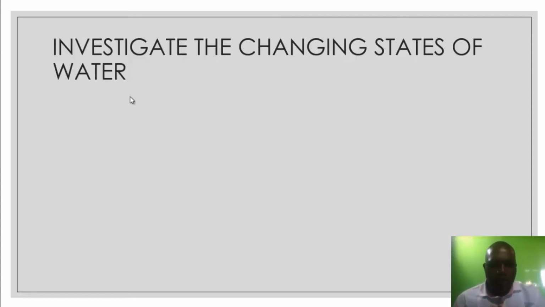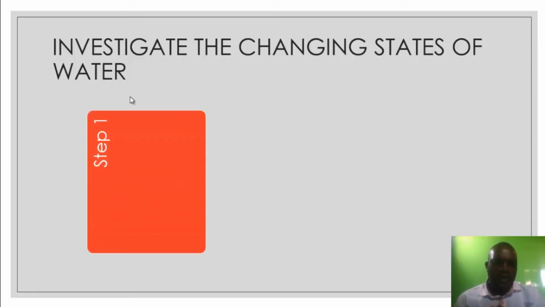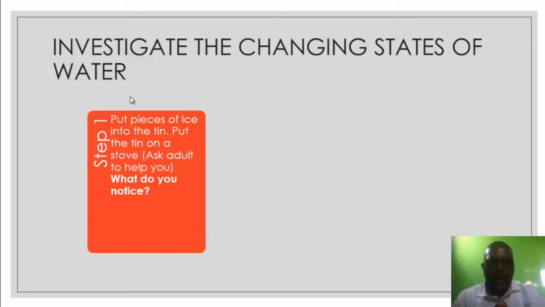But so long, what you will need is, step number 1, you will need to put pieces of ice into the tin, and then this is what you're going to need: ice and then something to heat up, okay? And look for what you are noticing as you are doing this, okay?